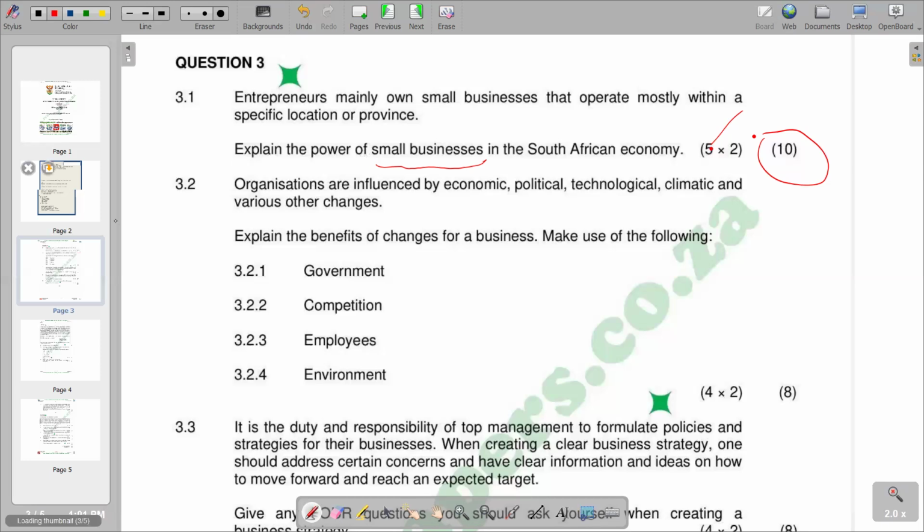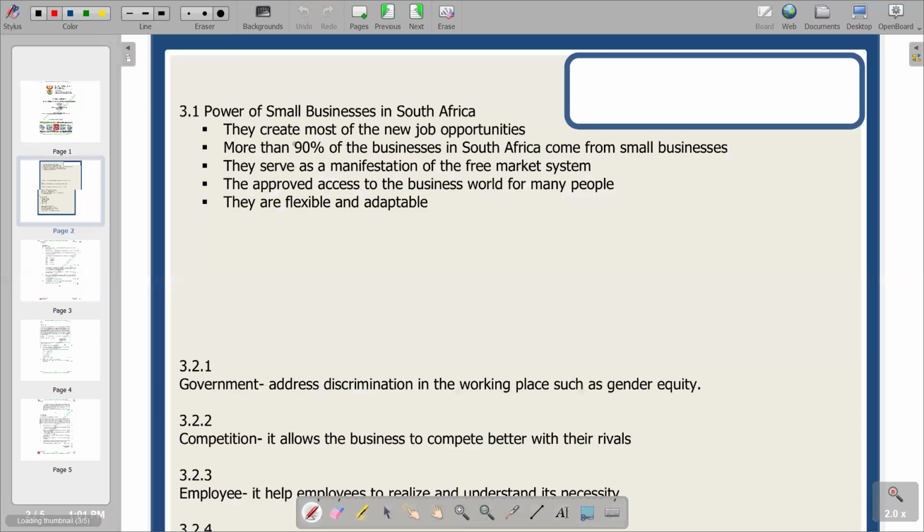We have the middle section, whereby we are saying they create most of the new job opportunities. More than 90% of the businesses in South Africa are small businesses. So in that case, you're also going to see that it leads to economic growth, whereby we are going to have more production of goods and services in the economy due to those small businesses. At the end of the day, the GDP will increase, which is going to lead to economic growth.